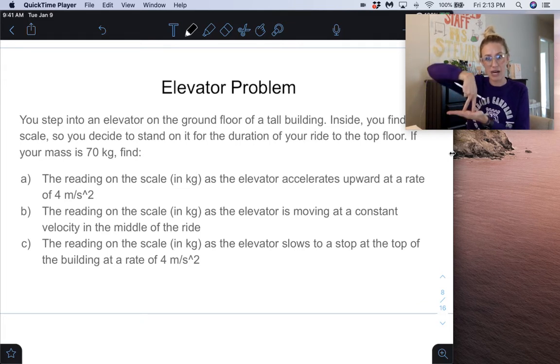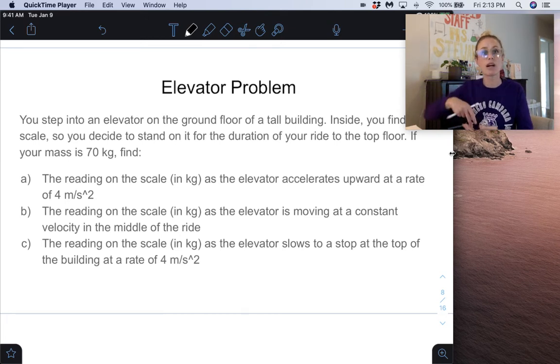Now the bottom of the elevator starts accelerating upward and pushes on you because your body has inertia, and you're pressed into the floor. Since you're pressed into the floor, the normal force increases, which then causes that acceleration upward. Because the normal force is increasing, you feel heavier. When we're moving at constant velocity, our forces are balanced because there's no acceleration.